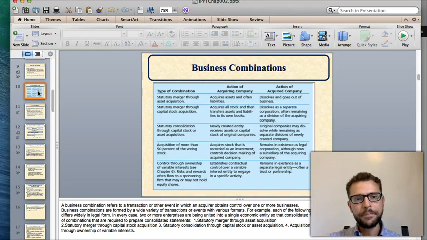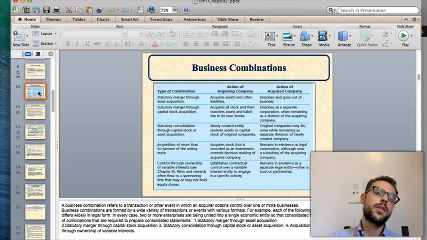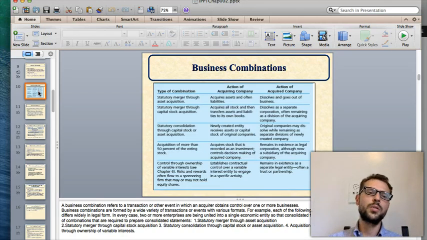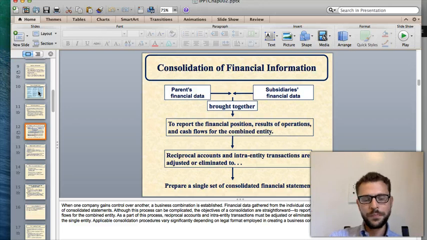Then mostly what happens is acquisition of more than 50% of the voting stock, in which case they acquire the stock, the stock is recorded as an investment, and they have control of the acquired company. So there's a statutory merger where the company gets dissolved, or there's just an acquisition of the stock where they keep the subsidiary company. In one there is dissolution, and in the other there isn't. That will show us what happens.